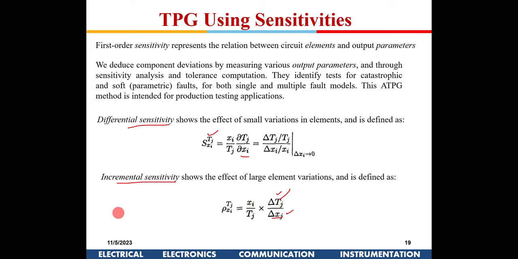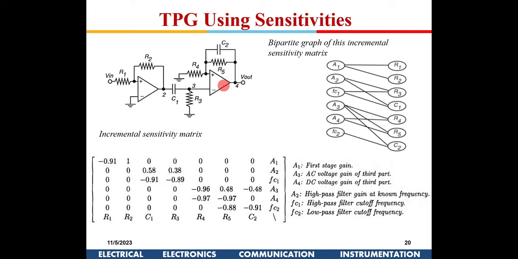Okay, now suppose for a resistance value R, the gain is G. So R is xi, and delta R is delta xg, and this is gain, and this is change in gain. So for a given circuit, initially I make this matrix. For example, this is the value of R1 and R2. This is negative, and this is shown as gain A1, this is 1, and this is shown as 1.